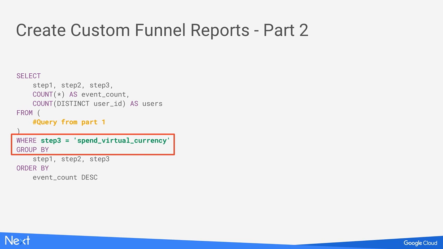Let's now look at part 2 of the query. We'll apply results from part 1 to part 2 of the query. In the second part of our query, we simply define our end event as the spend virtual currency event, since we would like to determine what users did before they spent money in the app. This query calculates the number of users and the frequency with which this funnel has been navigated.